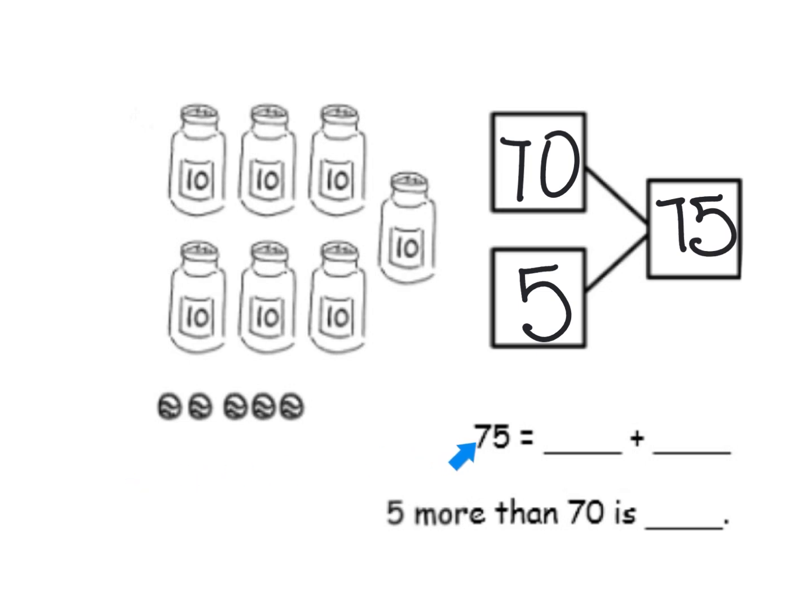Down here, it's already given us our whole, so we need to add in our 2 parts, 70 and 5. Here we have a word problem. 5 more than 70 is, so 70 plus 5 equals 75.